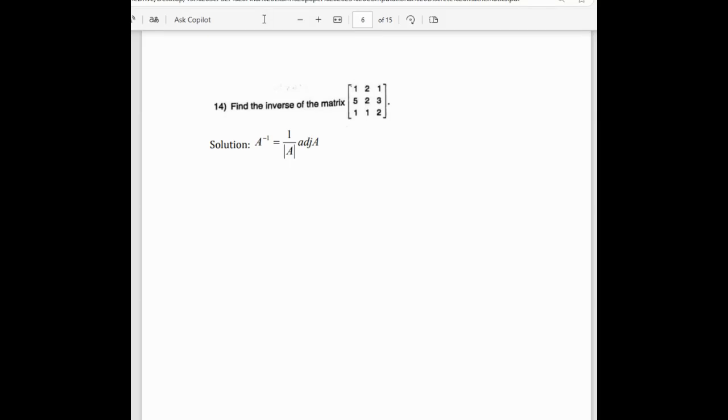Then moving on with the next one, find the inverse of the matrix. What is meant by inverse? The formula is A inverse is equal to 1 by mod determinant of A into adjoint of A. So now let me find the determinant of A first. What will be the determinant of A?